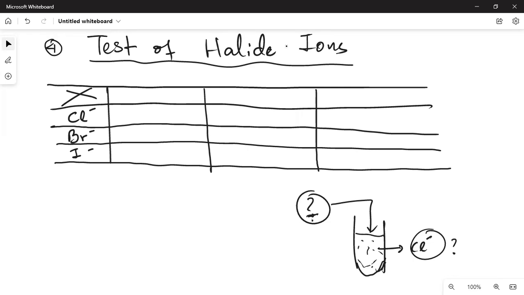Silver nitrate. फिर बताओ. Silver nitrate डालेंगे. We'll put AgNO3 into the solution. So silver nitrate is used to confirm the presence of these reagents, the 3 halide ions.